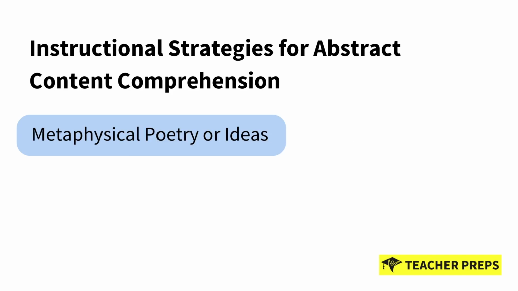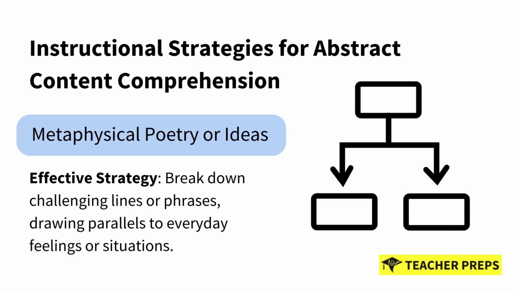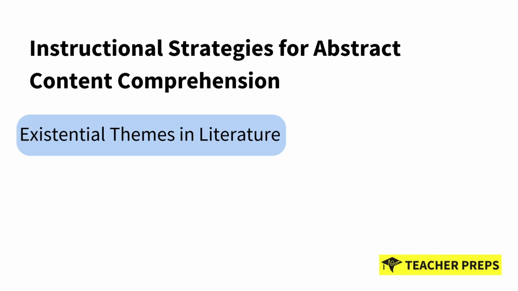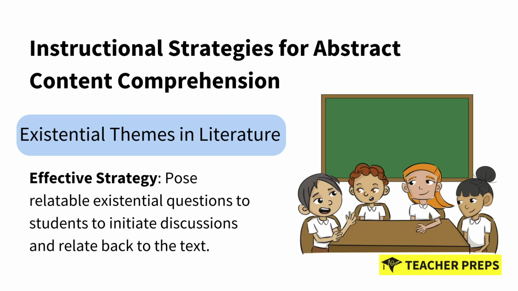If on your exam you're presented with an abstract concept question regarding metaphysical poetry or ideas, look for an answer that breaks down the challenging lines or phrases, drawing parallels to everyday feelings or situations. Then, if on your exam you're presented with an abstract concept question regarding existential themes in literature, look for an answer that poses relatable existential questions to students, such as, do we have free will? To initiate discussions and relate back to the text.